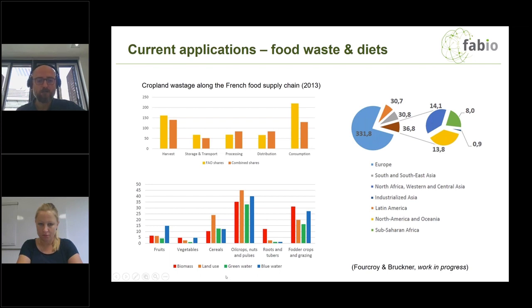so on. In this study, we include not only cropland, but also green and blue water, which you see below in this colorful bar chart. And here you see, for example, that fruits, although they only have a share of 6% in the total wastage, they have a share of 15% in the total blue water losses, while cereals have a relatively high share in the losses of cropland.